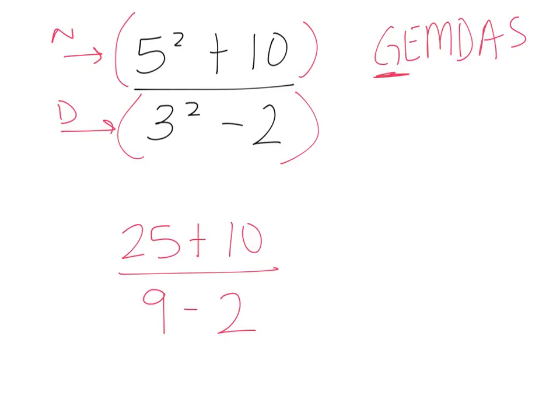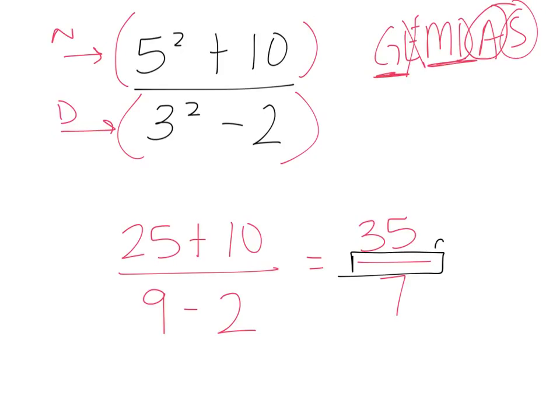So now that I've done my exponents, I don't have any multiplication or division, but I do have some addition and subtraction. So on the top right here, 25 plus 10 is 35. 9 minus 2 is 7. So now that I've simplified this, all of my groupings are done. So the last thing I do is just simplify this. Remember, this is the same thing as saying 35 divided by 7. This fraction bar is division, so divided by. So we have 35 divided by 7, which is 5, and that is your final answer.